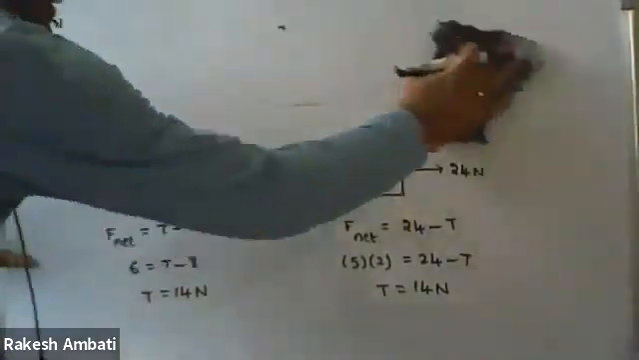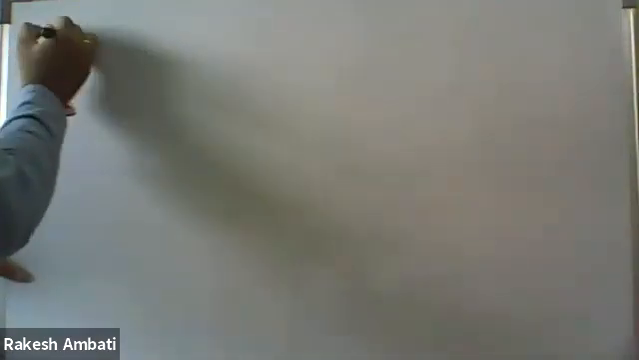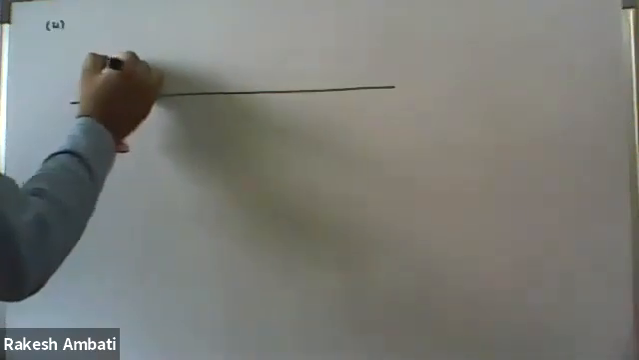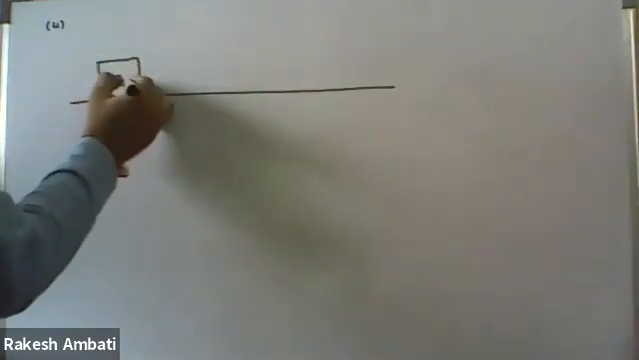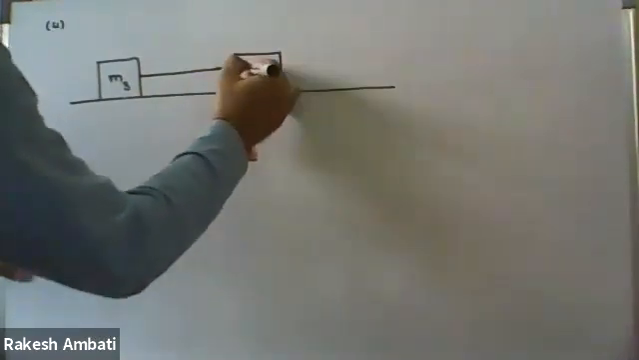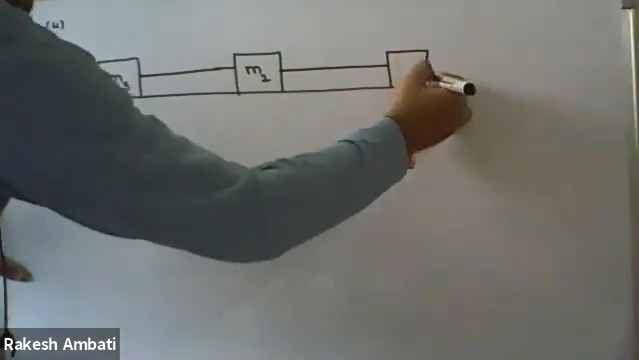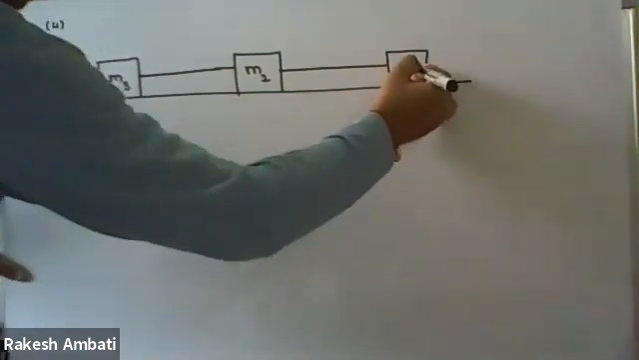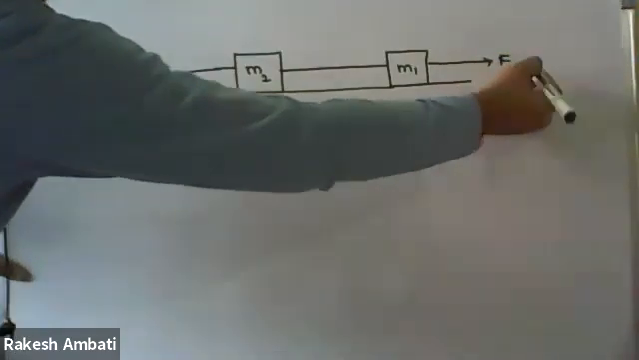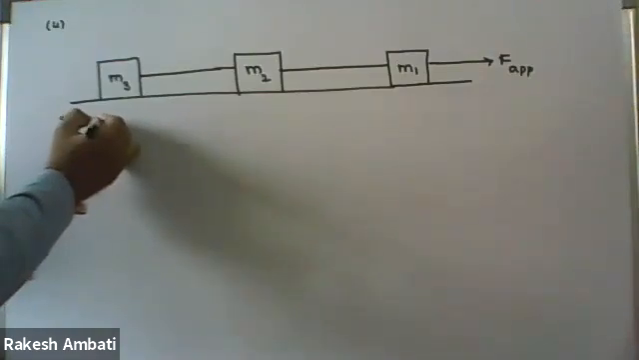Write down the next, the fourth example. It is a block of mass M3, a block of mass M2, and a block of mass M1. This is the applied force, and the surface is smooth.